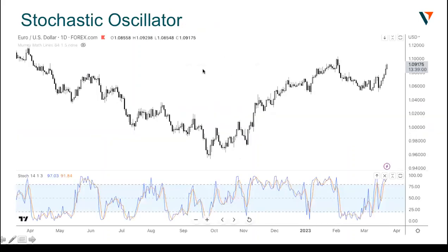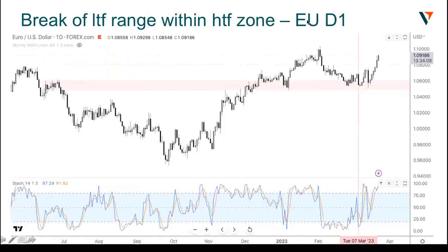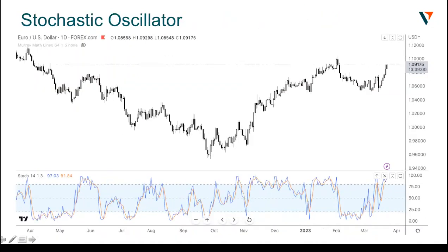So this is stochastics. You can see here that price is in a bearish move downwards. Let me just get a pen out. What we have here is bearish market structure. This is EURUSD on the daily. You see lower lows and lower highs. Notice how this corresponds to stochastics: you have lower lows and lower highs, and exits of this region.